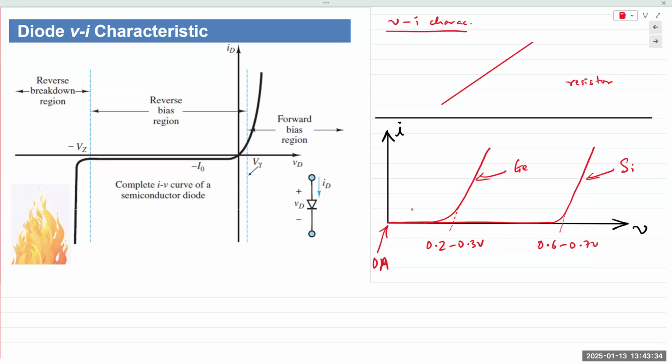So this voltage is known as the knee voltage or turn on voltage. Diode turn on voltage or the knee voltage.